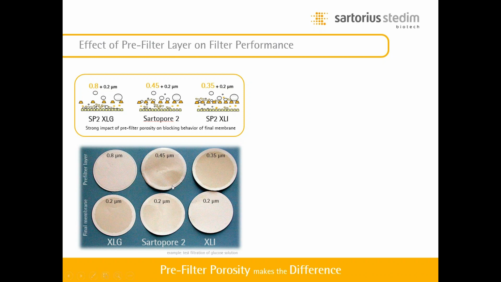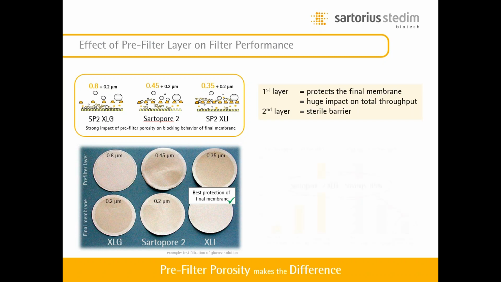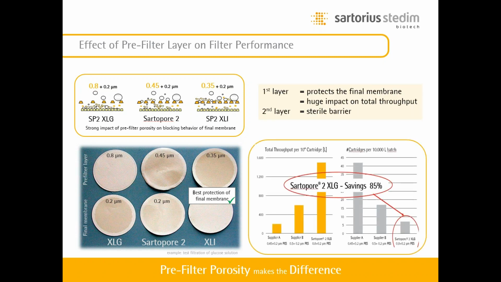The 0.45, 0.2 was better, so a lot of dirt was already retained by the 0.45 in contrast to the 0.8, and the 0.2 was much better protected compared to that example here. The best example here was the 0.35, 0.2, where most of the dirt was retained by the first layer, and the final layer was more or less clean and had only the job to ensure sterility of the filtrate. So this is the best protection of the final membrane, and this again can only be verified by filterability trials. There may be different results.